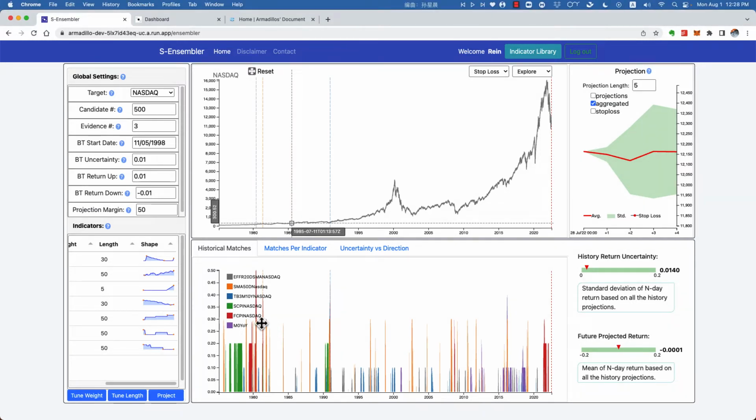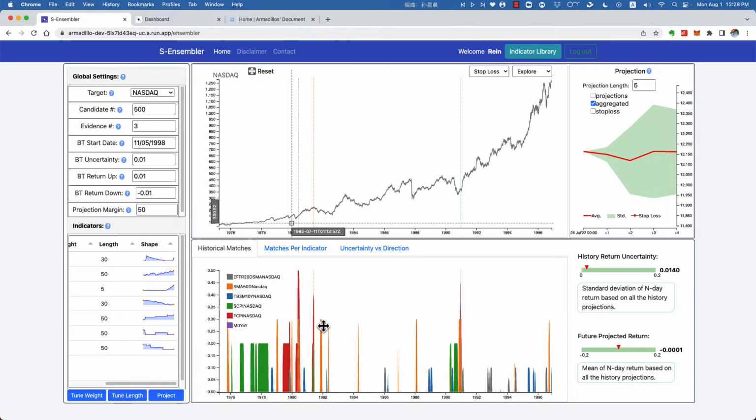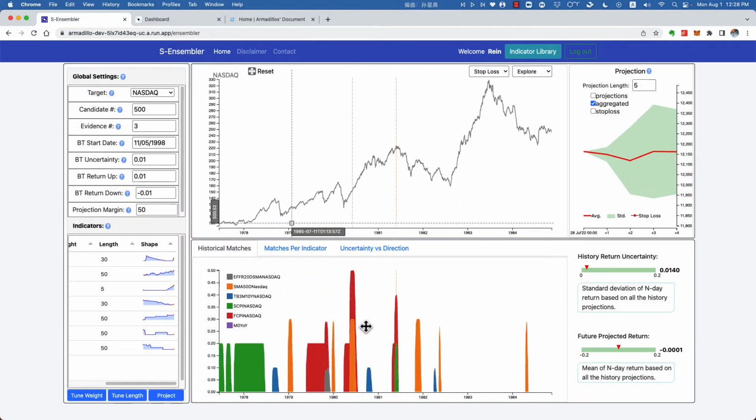And now we can zoom in on each of the matching locations and see the detailed matching pattern of each indicator. For example, at this match location, we have two indicators that have high similarity compared to today, which are the flexible CPI and the sticky CPI. And everyone may know that during the 1980s, the CPI was pretty high, and the inflation was intense. And we also see another point that matched today. Actually we can see it is the flexible CPI and also the SMA, the simple moving average of Nasdaq, that is very similar to today.